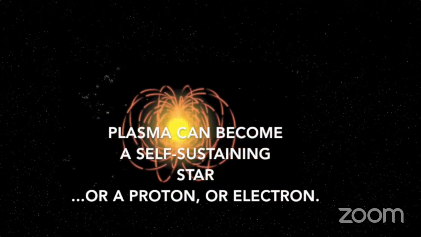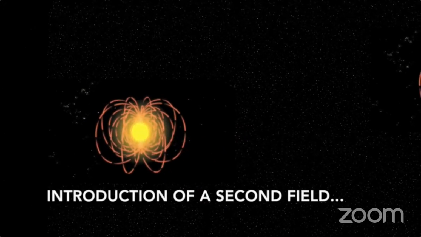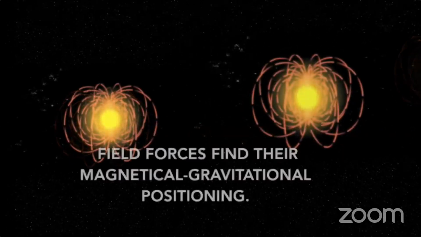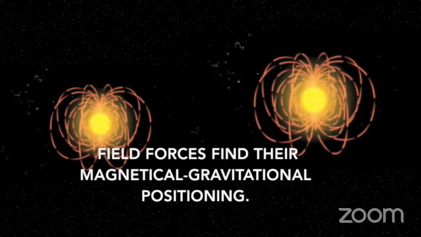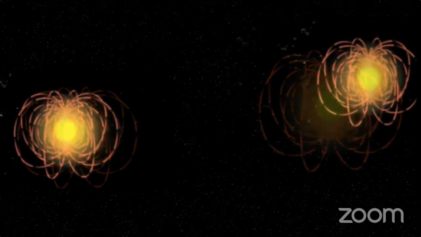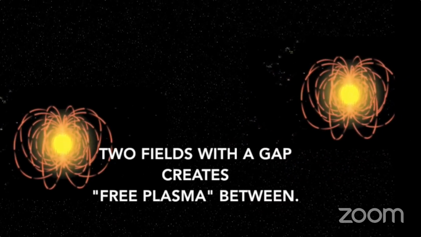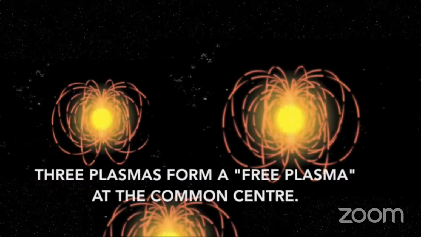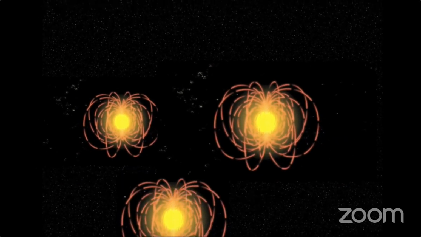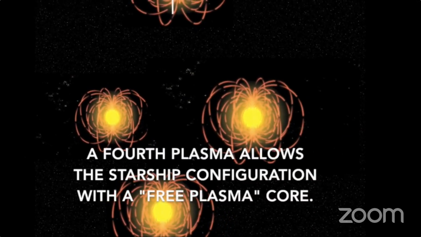So that can become, say, a proton or an atom in our bodies even. But here's what happens. We have the second field, like you're talking about, Jalal. And these fields find their positioning, their magnetical, gravitational positioning. Each atom in our body finds its position. But there is a gap between all of these atoms, all of these plasmas, or cells, you could say. And the free plasma is actually what's in between all of the plasmas.